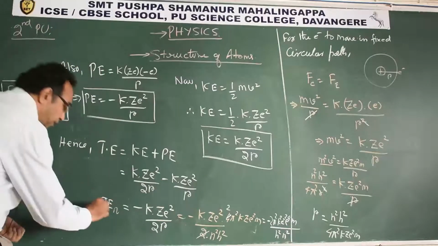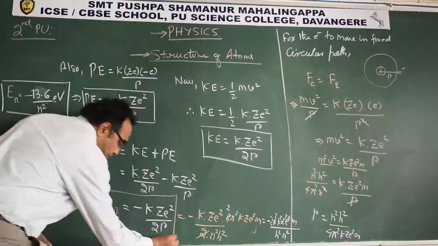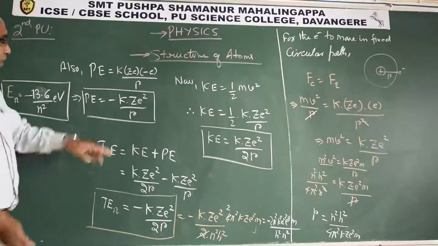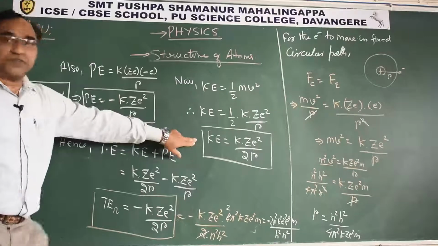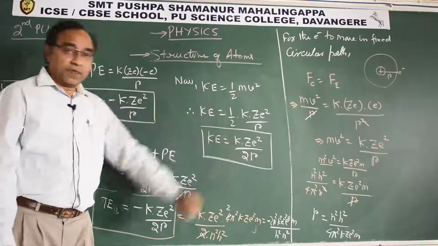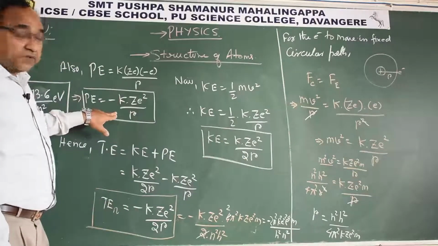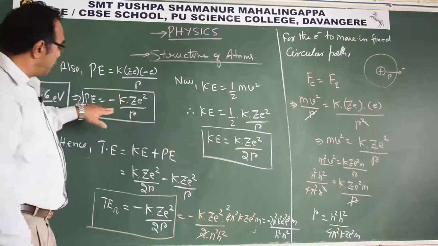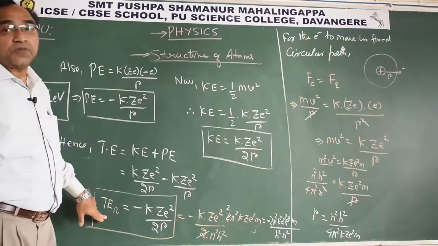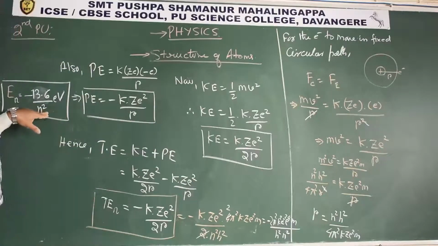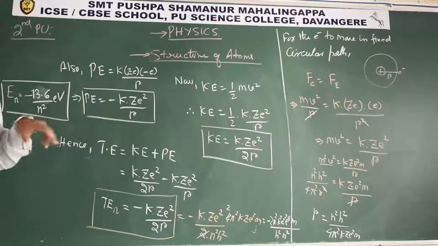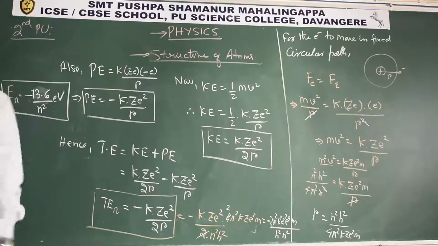So students, what you should do is, you should know the relationship of kinetic energy, which is kZe square by 2r, to potential energy. The relation between kinetic energy, potential energy and total energy should be known, and we get the energy of the electron in a given orbit. Now coming to the drawbacks.